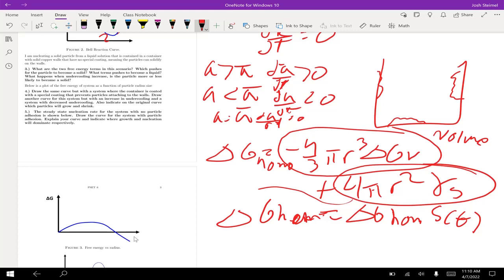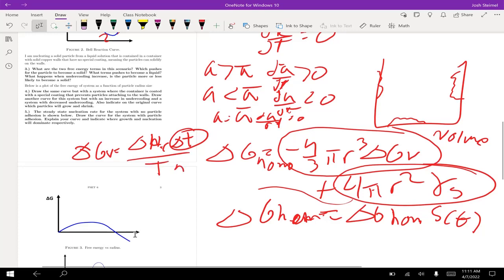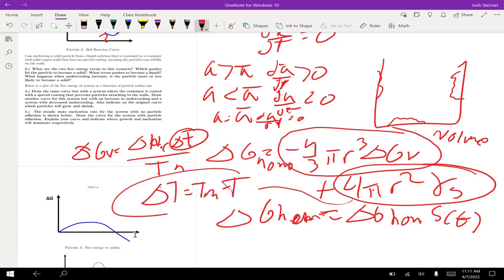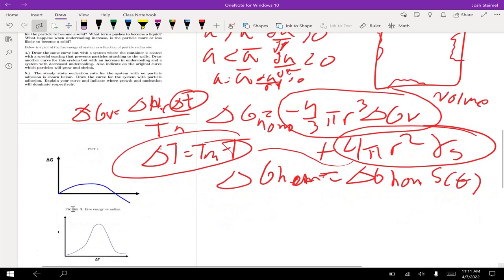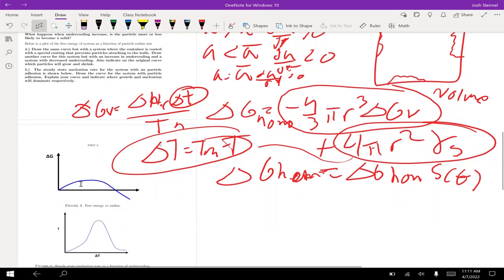What happens when undercooling increases? Is the particle more or less likely to become a solid? So we saw that delta GV term is equal to delta H of fusion times delta T, which is my degree of basically undercooling or supercooling. So as my undercooling increases, i.e. as my temperature becomes colder, I'm going to want to become a solid because I want to be solid at cold temperatures. Excellent.